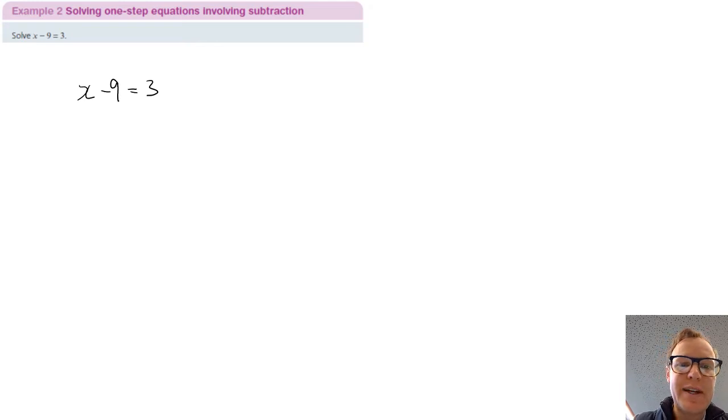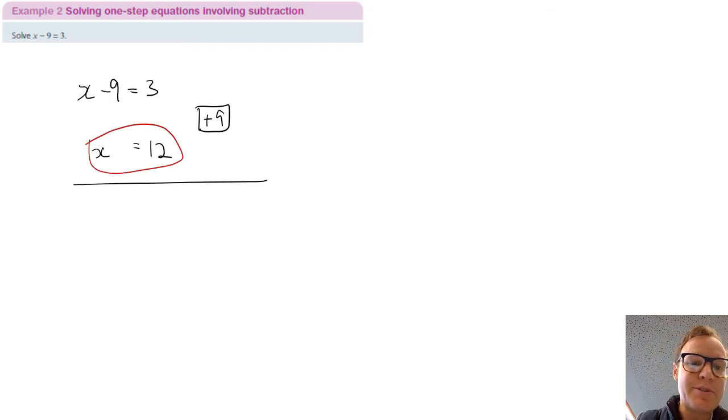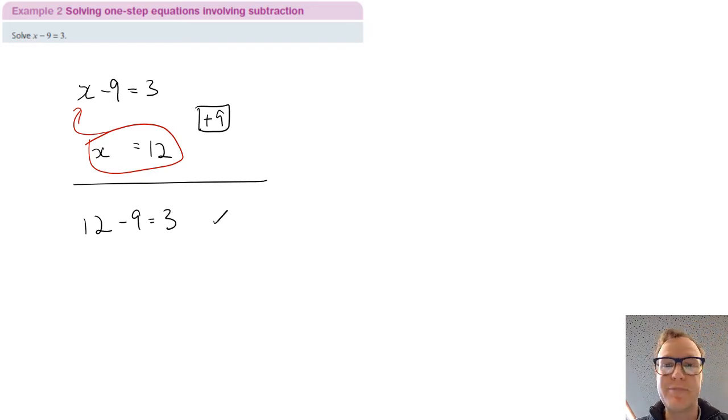So if I add 9 back onto both sides, x take 9 plus 9, I'm just going to be left with x. 3 plus 9 is 12. So I'm left with x equals 12. If I check underneath that, I'm going to substitute my x equals 12 back in. So I've got 12 minus 9 equals 3. Tick, that makes sense. I've checked my answer.